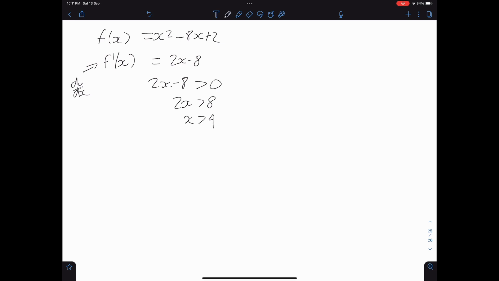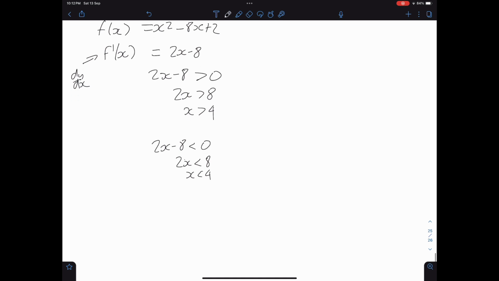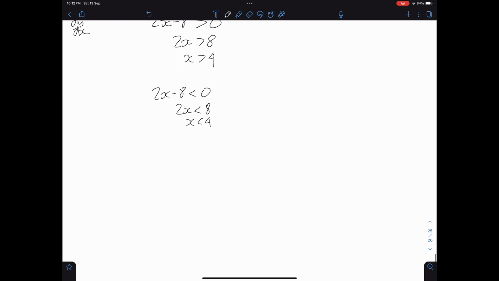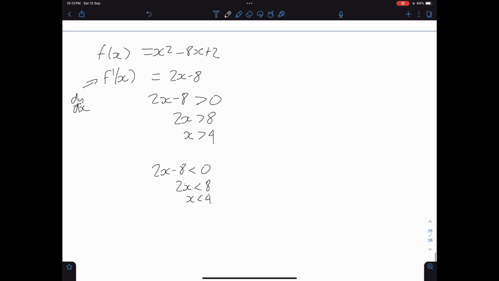Now we could also do a similar thing for when it's decreasing. So when it's less than 0, so 2x is less than, well, it'll be the same thing, less than 4, but for a different one, you'd be able to do that. And you may have to do a quadratic inequality for this as well. And you also may have to do chain rule, remember that.